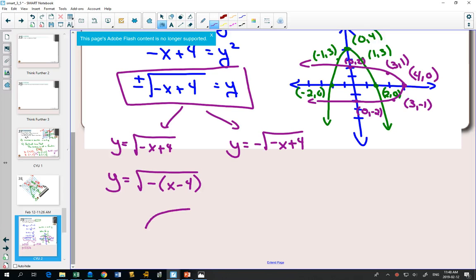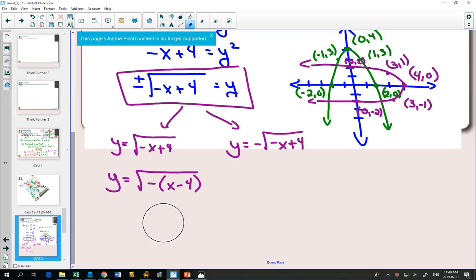So you start with your square root graph. We have a horizontal reflection, making it go this way. And then you're going to need to move it 4 to the right. Can you see that that matches up with the top part of that horizontal parabola?